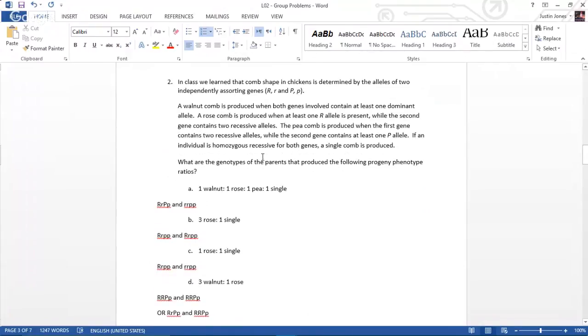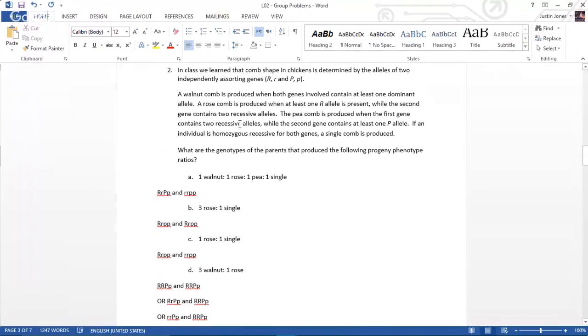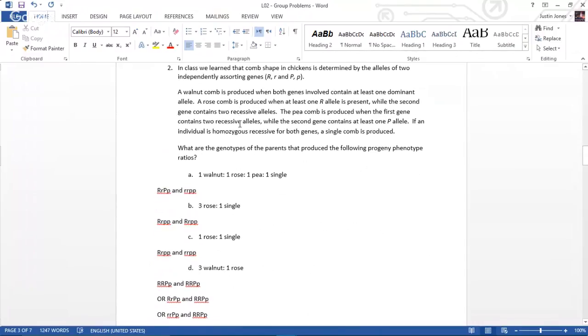This is talking about the walnut combs. So the question is, what are the genotypes for the parents going to have to be to get a given ratio? So, for instance, this first one, we need 1, 1, 1, 1. And the only one I found that would work is this one here, capital RR, capital PP, and rrpp.